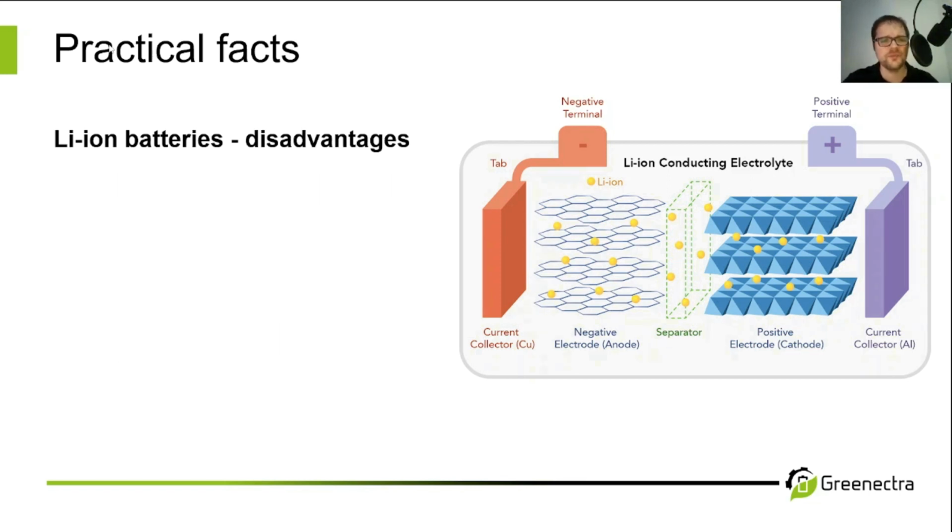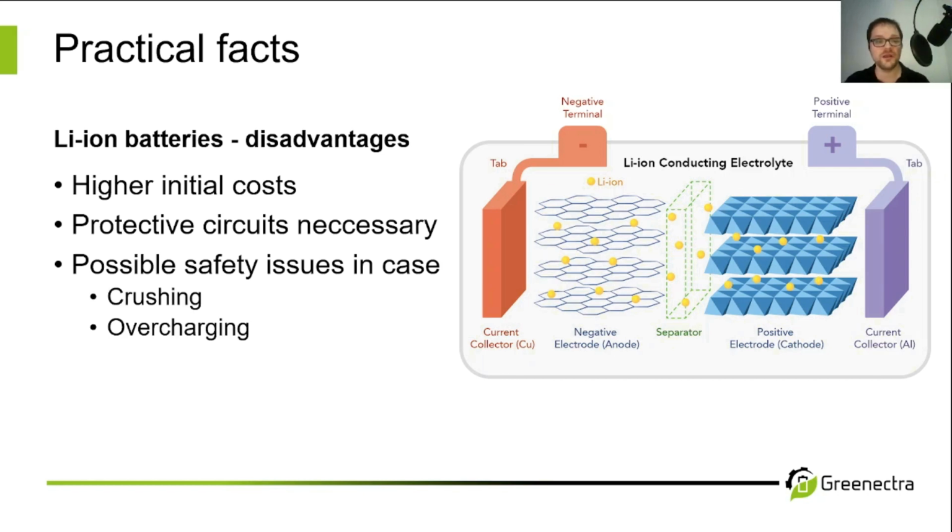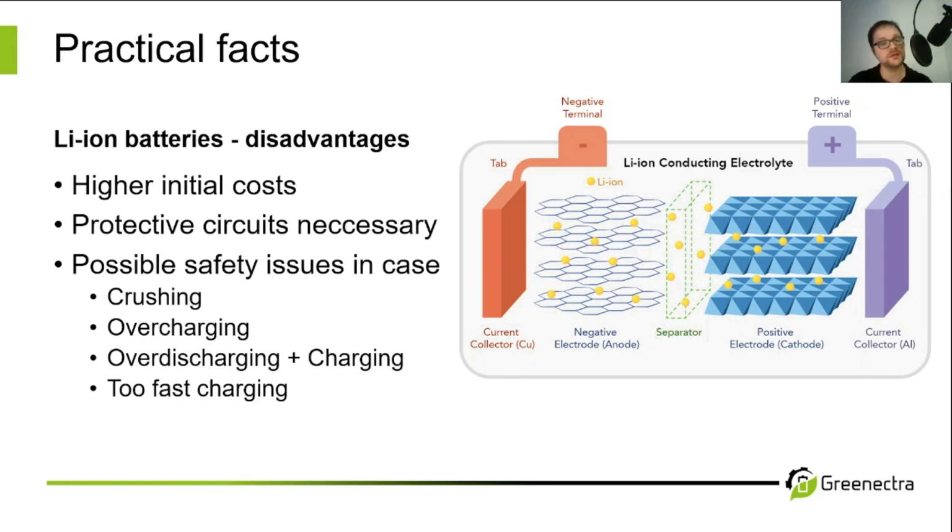We could also look at some disadvantages of lithium-ion batteries. They are a little more expensive. We need a protective circuit, which means we need some electronics that make sure we will stay in between voltage limits, to name one example. We have possible safety issues in case of crushing the battery, overcharging, over discharging and charging up again, and if we charge too fast, just to name a few examples. And compared to lead acid or nickel metal hydride, lithium-ion batteries degrade rather fast at high temperatures, which means we lose capacity rather quick at high temperatures.